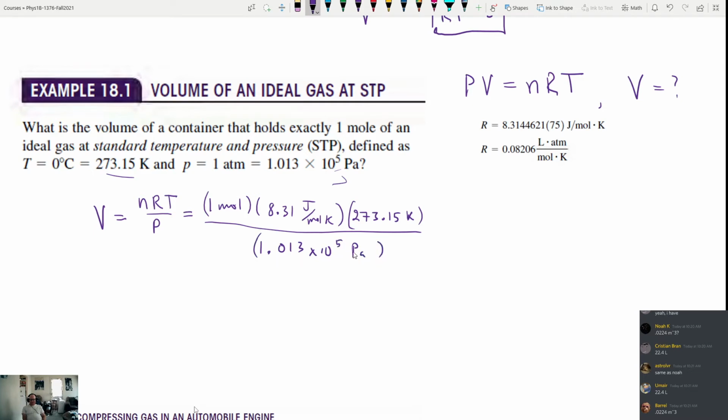And that's because, remember, 1 pascal is 1 Newton per meter squared. So there's a Newton in here, and then a joule has a Newton in it as well, because a joule can be Newton meter. And when you do that, you end up getting meters cubed out of this. That sounds like everyone's getting 0.0224 meter cubed. Or if you do it the other way, you'll also get 22.4 liters.